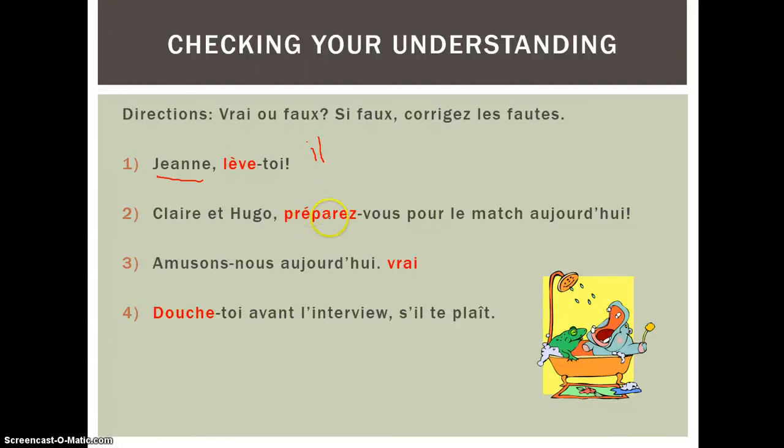Okay, had to change the te to toi. Claire et Hugo, those are two people. So you're telling them to get ready. So you had to use the vous form, préparez. Amusons-nous aujourd'hui, let's have fun today. There is no error in that sentence. And our last one, douche-toi. Okay, you're talking to one person. You've got the s'il te plaît, means please, talking to one person there. So you had to have the il form because doucher is an ER verb. Okay?